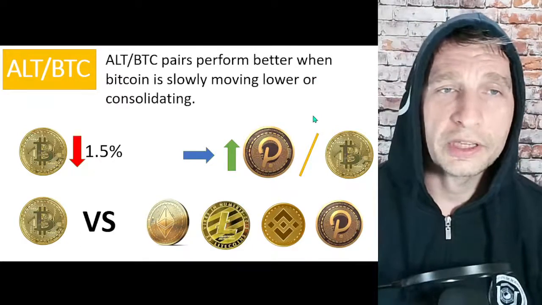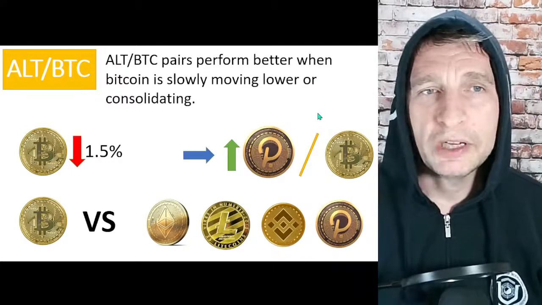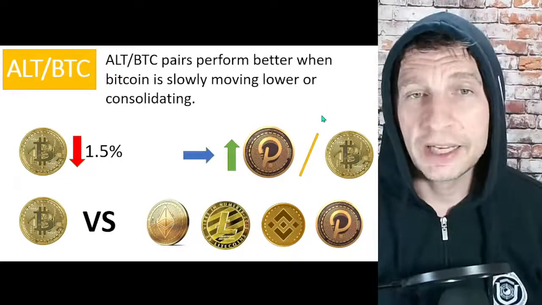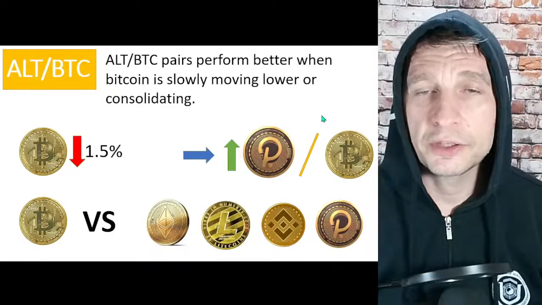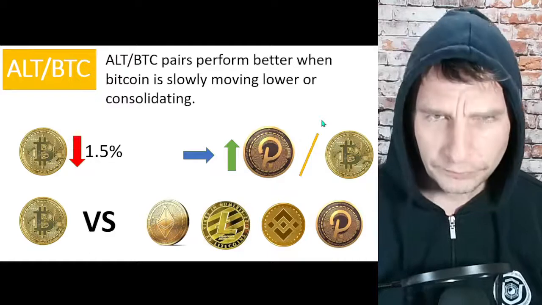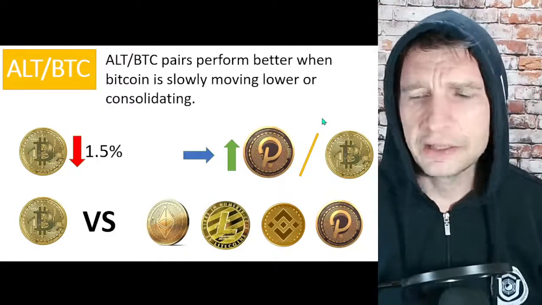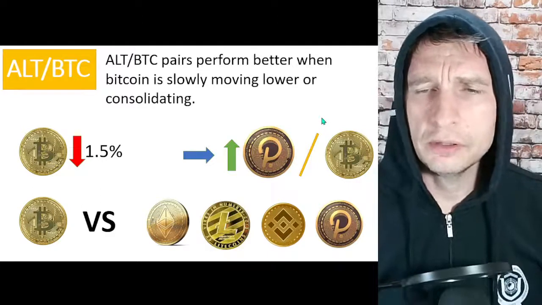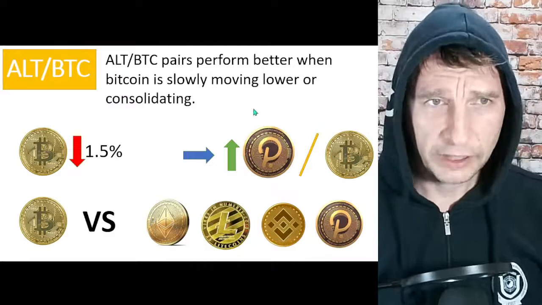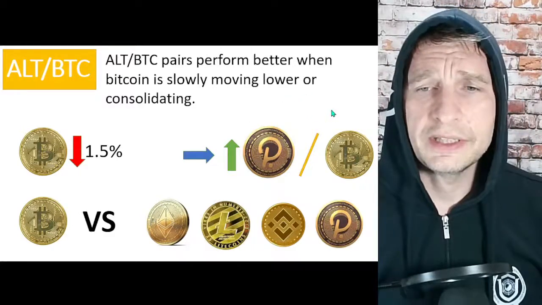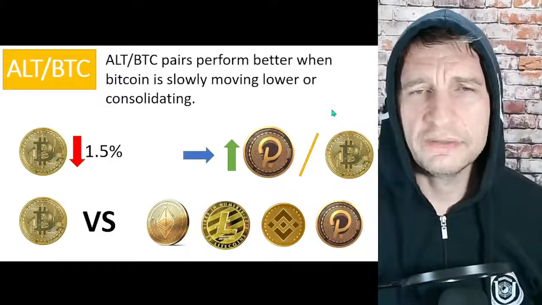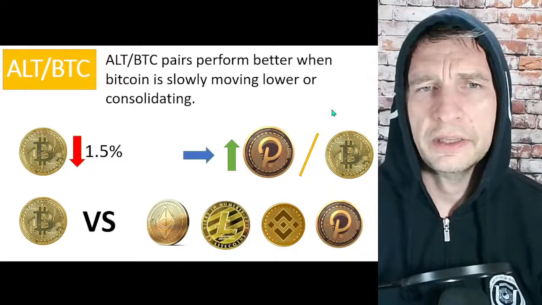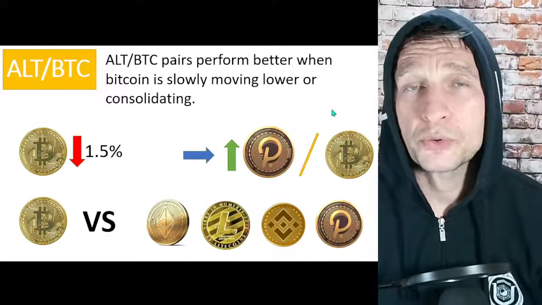So alt BTC pairs perform better when Bitcoin is slowly moving lower or consolidating. So when Bitcoin is moving lower, then it is better to be trading in alt BTC pairs. And I guess a lot of people who trade like that use it as a hedge, because you are still trading in cryptos rather than USDT. So even if your trade goes down in value, it still goes down in value in crypto trading pairs.